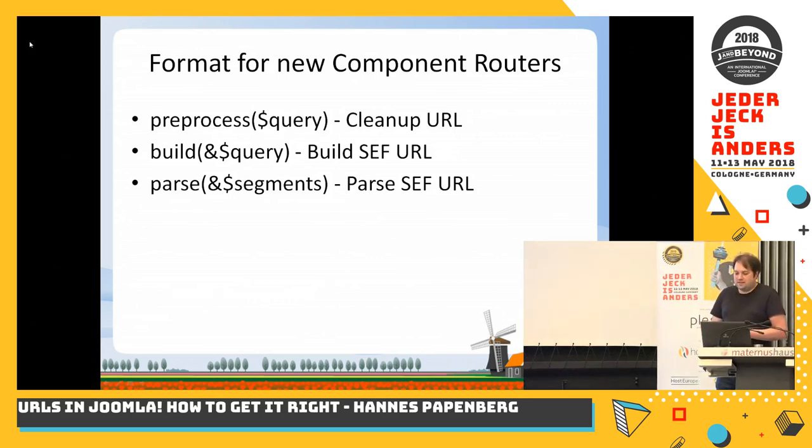Important to say is that since 3.3, if you use those class-based routers, you really get the vanilla URL in these methods. In the past, we had some transformations, like the first hyphen was changed to a double colon, so that you could split the ID from the alias in the URL. This is not done in the new router anymore. You have to do this yourself, both in the parse and in the build step.